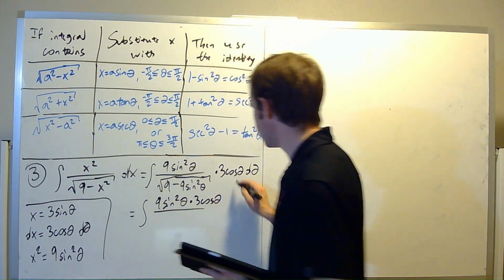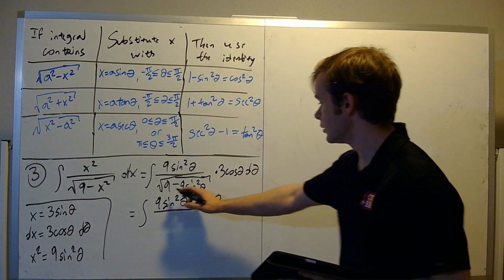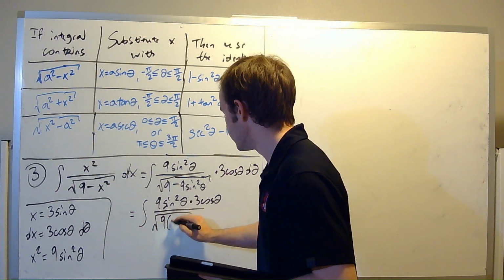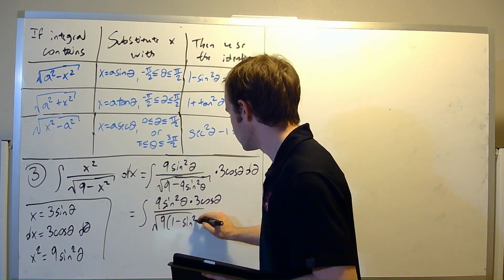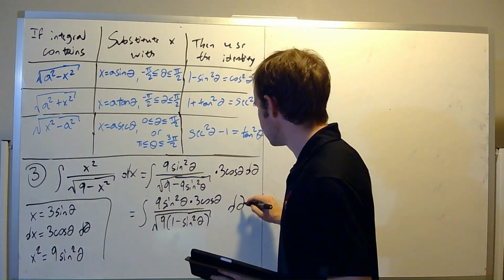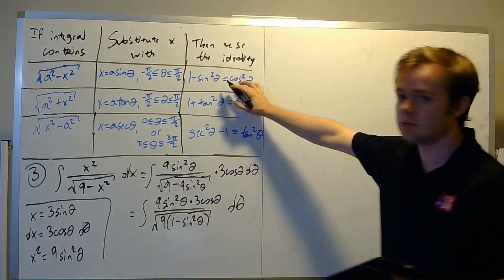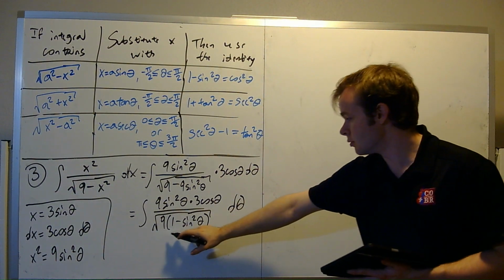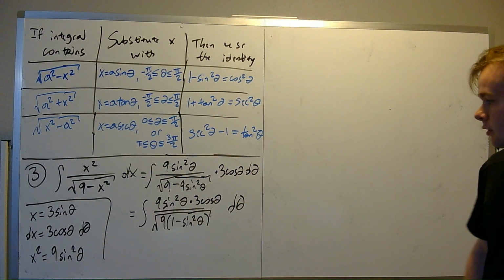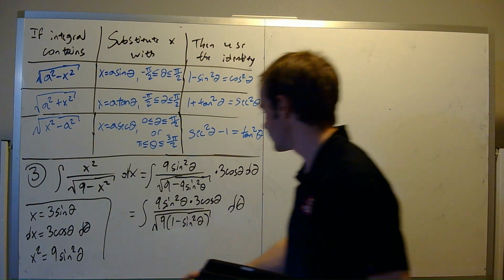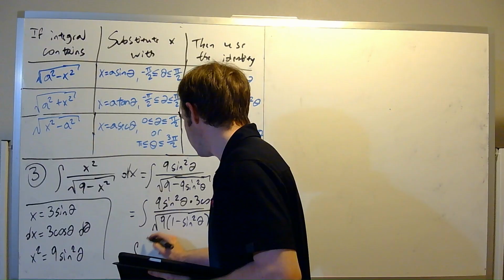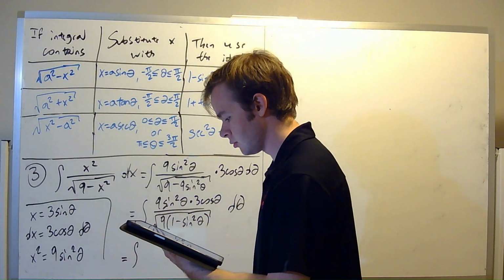So I just brought the second part into the numerator. But in the denominator, what I'm going to do is factor out this 9. Because once I do that, you can see that we can actually use this identity in the problem to replace this 1 minus sine squared with cosine squared theta. So if we do that, we're going to get the integral of, so 9 times 3, that's going to be 27.